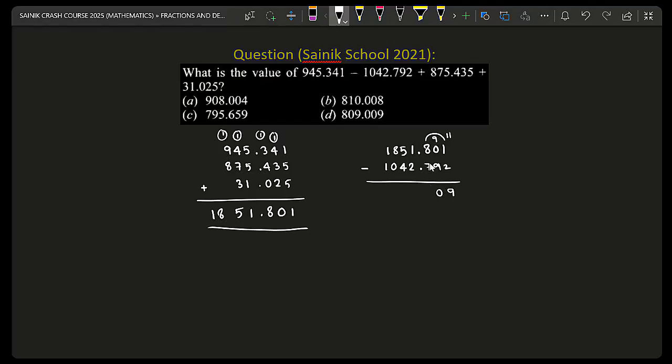8 became 7, no? 7 minus 7, 0. Next, 51 minus borrow, 42. 51 minus 42. Or you can take borrow. 11 minus 2, 9. 4 minus 4, 0. 8 minus 8, 0. Which option? Sir, D. Yes, answer is D.